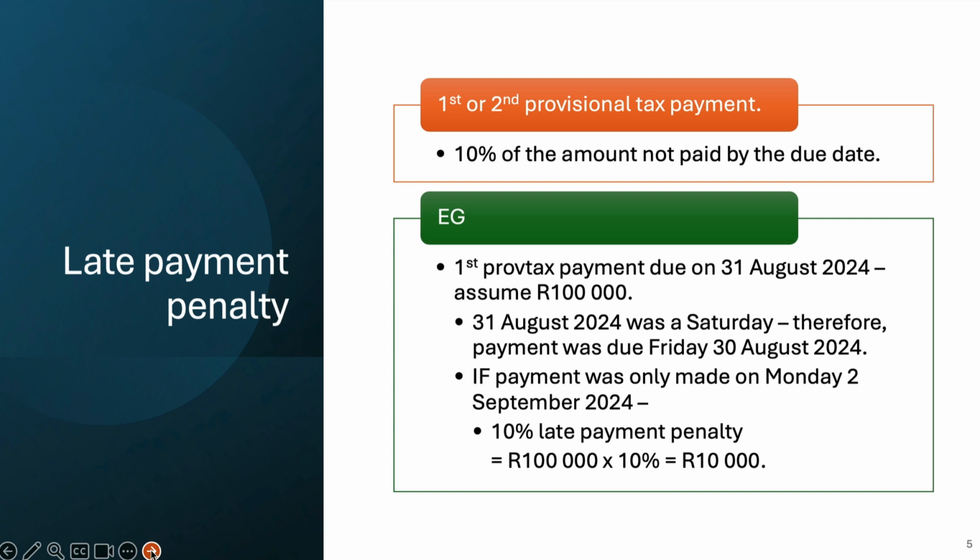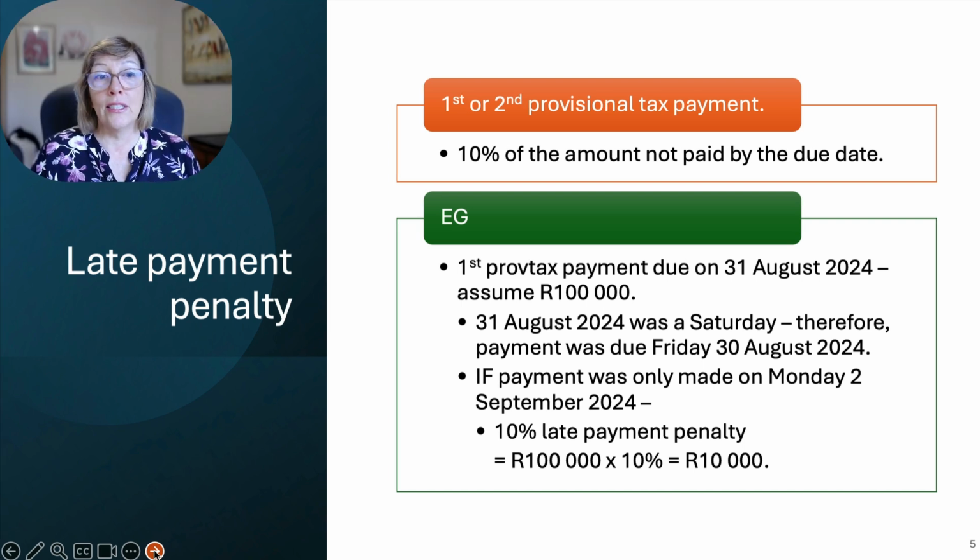And if we look at the 31st of August 2024, let's assume we had a first provisional payment of 100,000 Rand that was due to be made by that date. But when we look at the calendar, we see that the 31st of August was actually a Saturday. So actually our due date was the last business day before that, which was Friday the 30th. If you missed that and you only ended up making your payment on the Monday after, which would have been the 2nd of September, now your payment is made late. And that's when the late payment penalty kicks in.